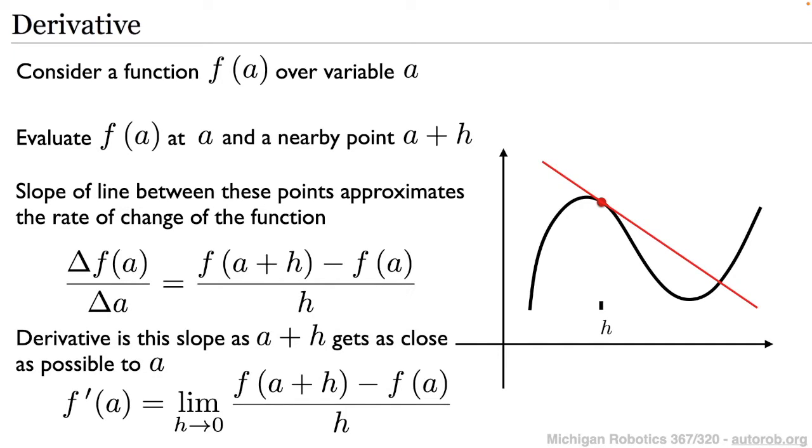Okay, and so the way then that we would notate this is by saying, for example, f prime of a, right? So the derivative of the function f with respect to variable a is the limit as that horizontal step goes to 0 of the difference between the function f evaluated at the stepped position versus the original position at point a, divided by that horizontal step.